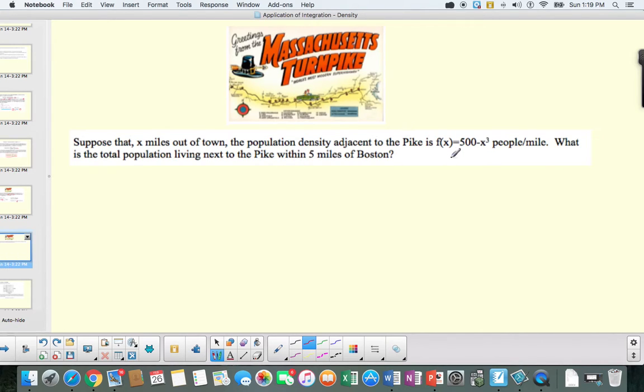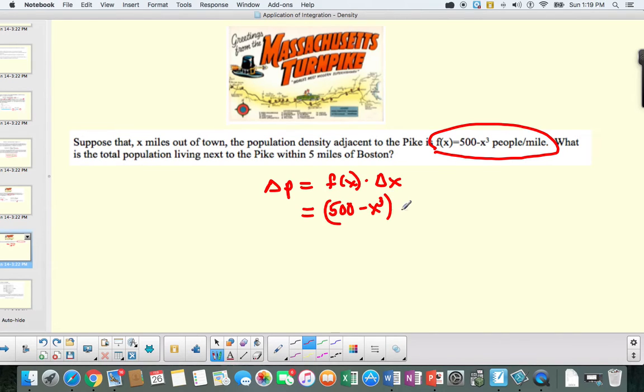All right, so now we have a specific density here. Again, our little piece of population is going to be our density, which is f of x, times our length. Our density here is 500 minus x cubed, and this is people per mile. Remember, this little piece is miles, and when we reduce, we're going to get people. We're going to sum up all these little pieces from 0 to 5 of 500 minus x cubed, dx. And our result is going to be the number of people.